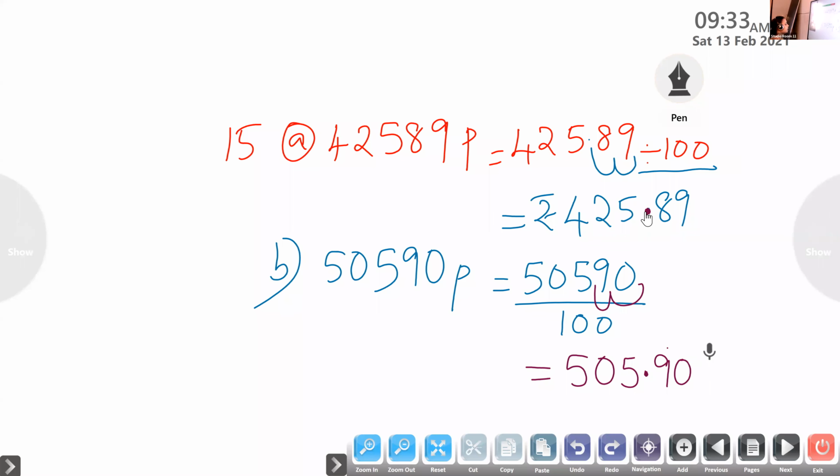Okay, so children, here after the decimal point we will have 2 decimal places. So C and D, children, it's homework. You can complete it later. What you have to do? Just put the decimal point. You completed already. Very good. So here put the decimal point. Here also put the decimal point.